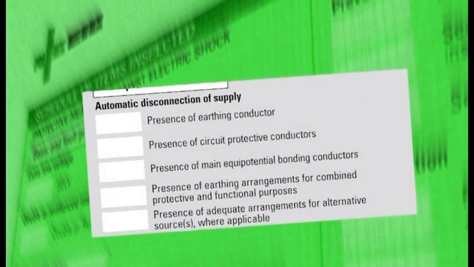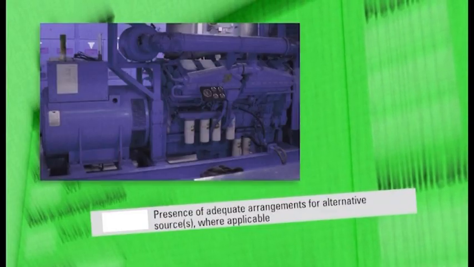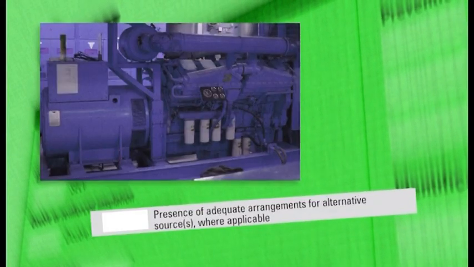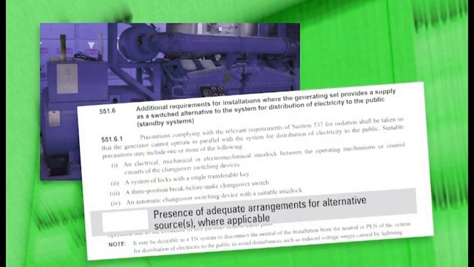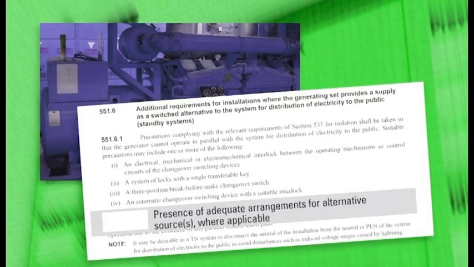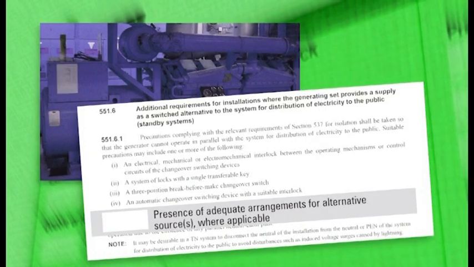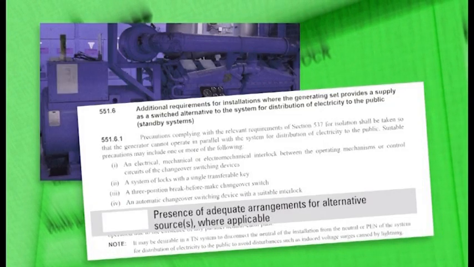The next item is presence of adequate arrangements for alternative sources where applicable. This is referring mainly to standby or backup power supplies. The adequate arrangements are described in section 551 of the wiring regulations, particularly regulation group 551.6. Here, isolation and switching requirements are given to prevent the alternative source operating in parallel with the system for distribution of electricity to the public. If there are alternative sources of supply for an installation, it's important to issue two sets of documentation: a certificate, together with an inspection and test schedule for the public supply, and another for the standby power supply.